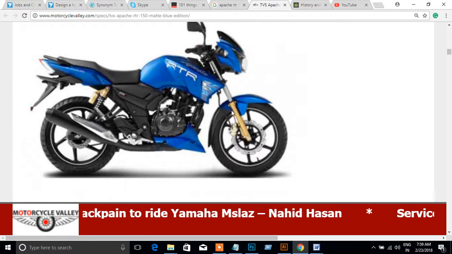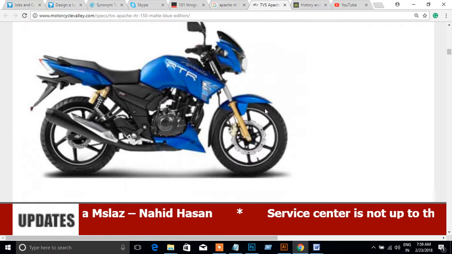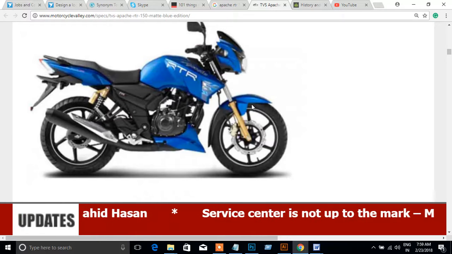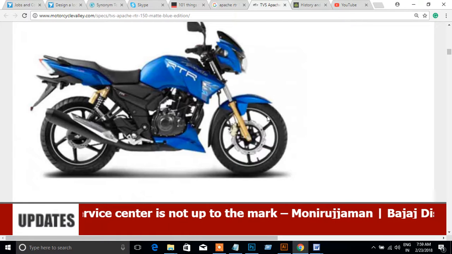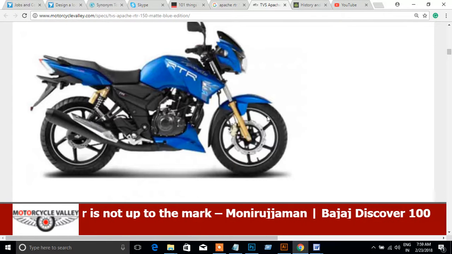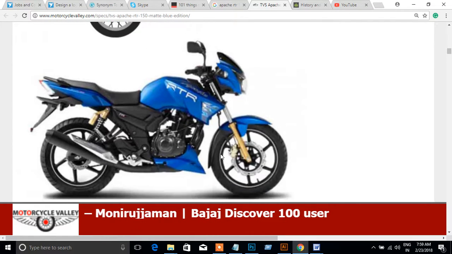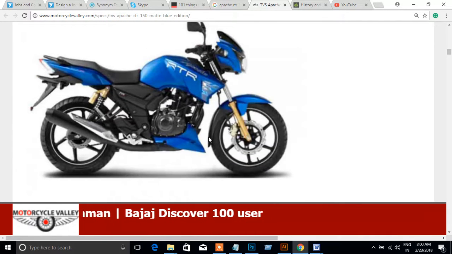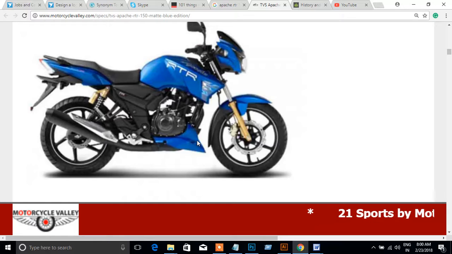Friends, you can see this is Apache RTR, the latest 2018 update of Apache. That means this is the TVS update Apache. Like this type of gorgeous looking bike, and basically in Bangladesh Apache RTR is so common and so popular because of the stylish look, and what can I say, it's especially awesome.